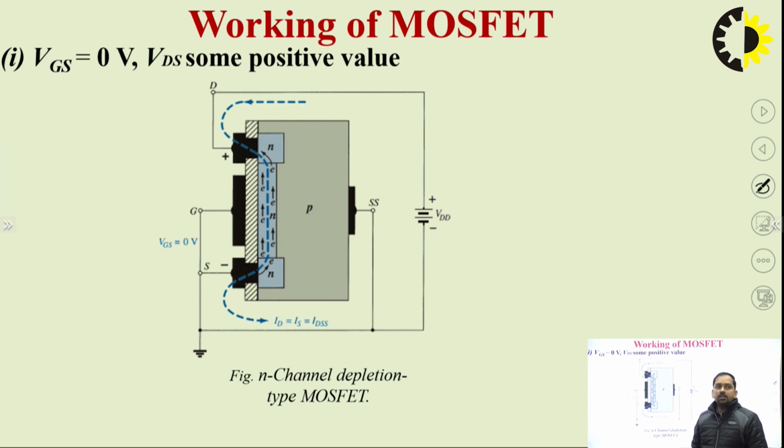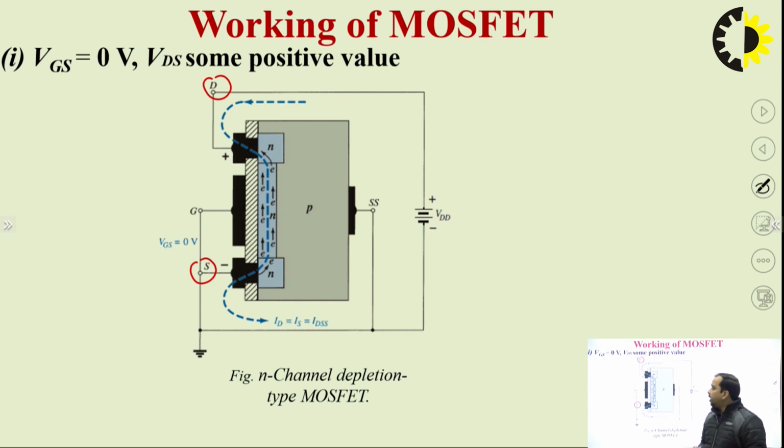Now we will see the working part, how a MOSFET operates. From this particular picture we can say that there are two voltages. One voltage we are applying across the drain and source terminals, and another voltage we are going to apply between the gate and source terminals. So how can we see the operation?